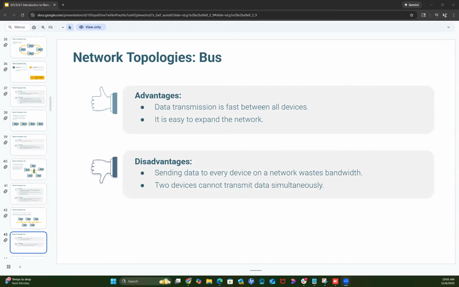And this is the advantage: data transmission is fast between all devices. It is easy to expand the network. The disadvantage is that sending data to every device on the network uses vast bandwidth. Two devices cannot transmit data simultaneously.